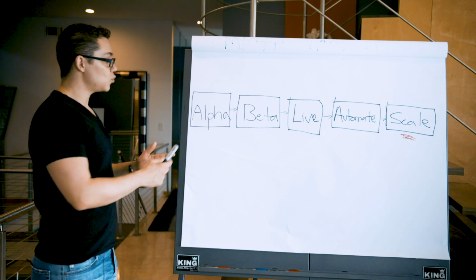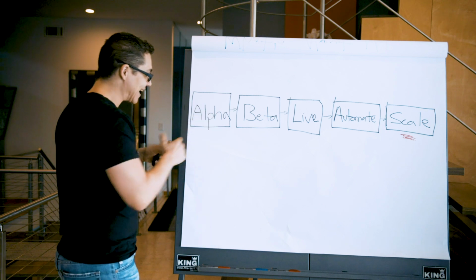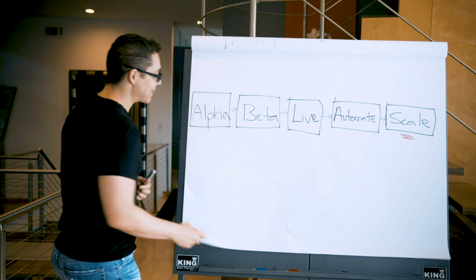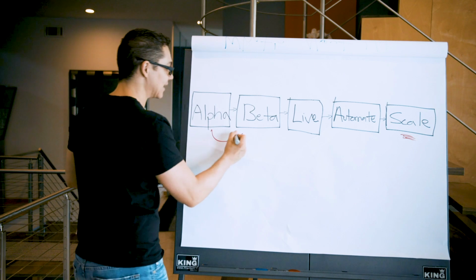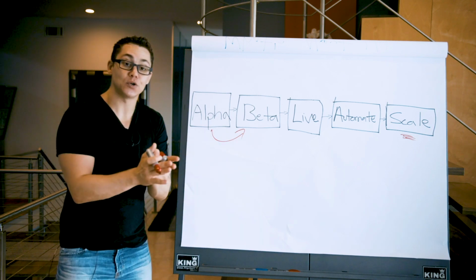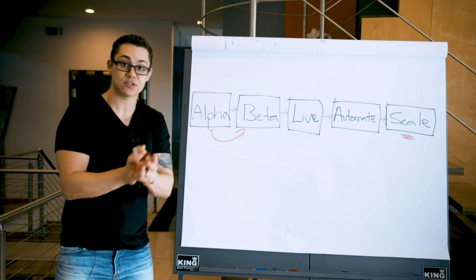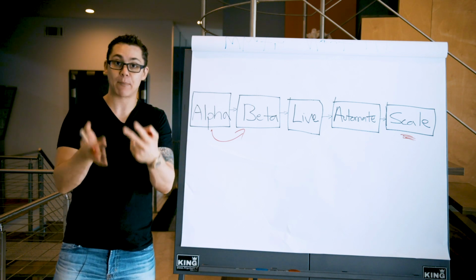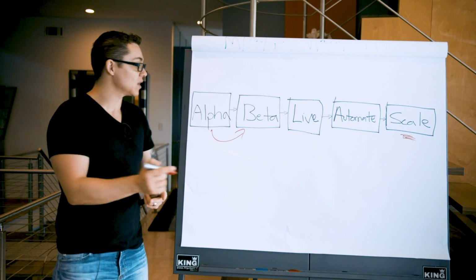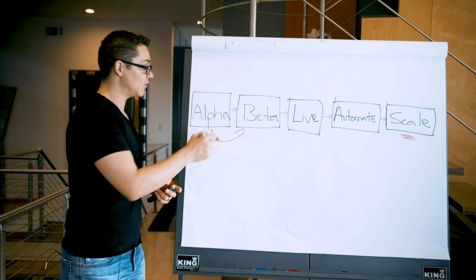And so to get past alpha and to get to beta, we must make sure that we're able to help people and they're able to see results, they're able to see value, and they're happy. If we cannot do that, we need to stay in alpha a little bit.